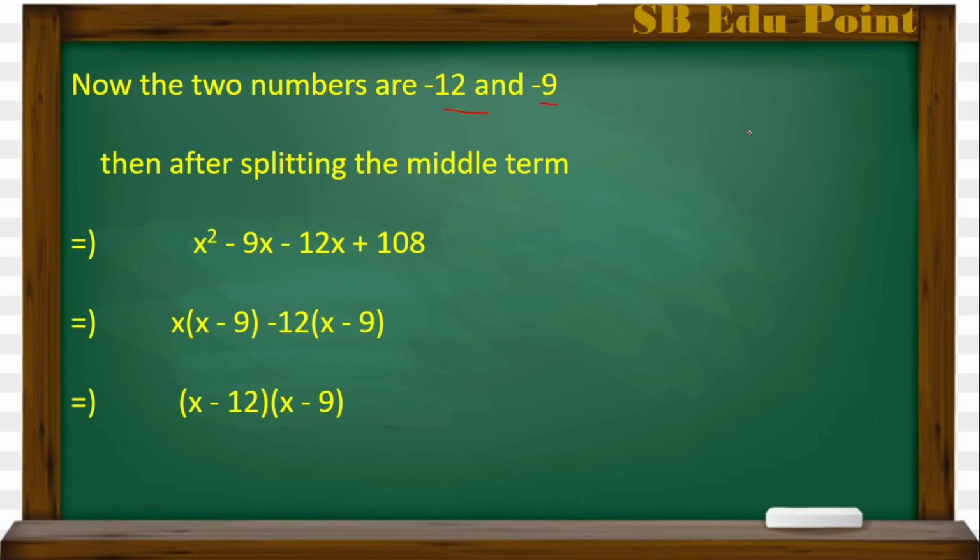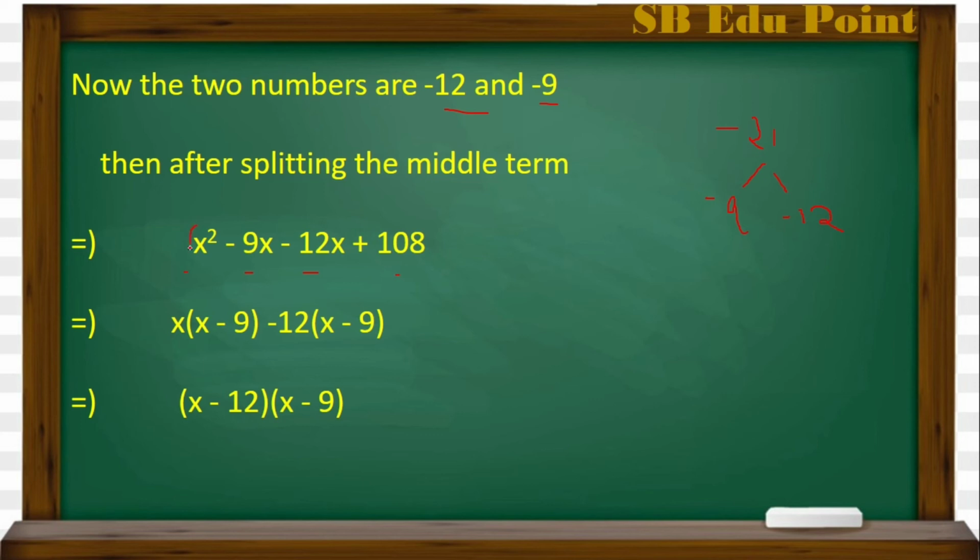Up till here what we have done is split the middle term, which is minus 21, into two numbers that are minus 9 and minus 12. So in the last step what I am going to do is write the equation again, but replacing the middle term with these two numbers. So my final quadratic equation will be x square minus 9x minus 12x plus 108.